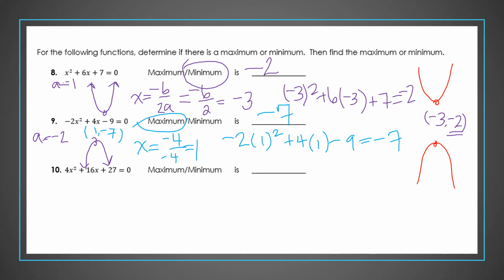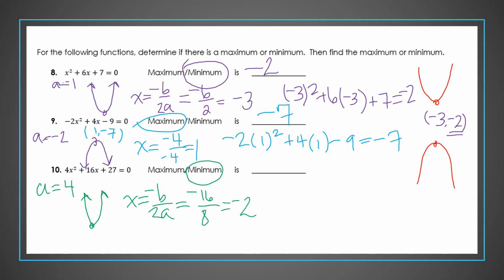And finally, same type of problem. The a value for this one is 4. And if a is 4, it's a positive number, which makes it open up, which means we have a minimum value for our vertex. To find our vertex, we need to find the axis of symmetry first by using opposite b over 2a. The b value is 16, so the opposite of 16 is negative 16. Since a is 4, 2 times 4 is 8, and negative 16 divided by 8 is negative 2. That is the x-coordinate of the vertex.